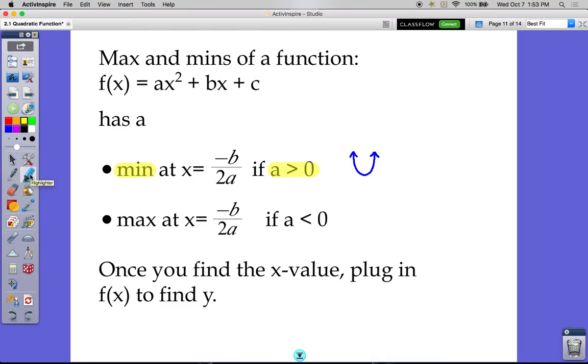It's going to have a max. That means it's going to top out. Same exact thing at the vertex as long as a is less than 0, meaning that this thing is going to open down and it will have a highest point, a max. Then once you find that x value, you plug it into the equation to find a y value. That will be your max. X is where it happens, y is the max or the min, so the value that you get in return. So once you find the x value, plug in to find the y value.